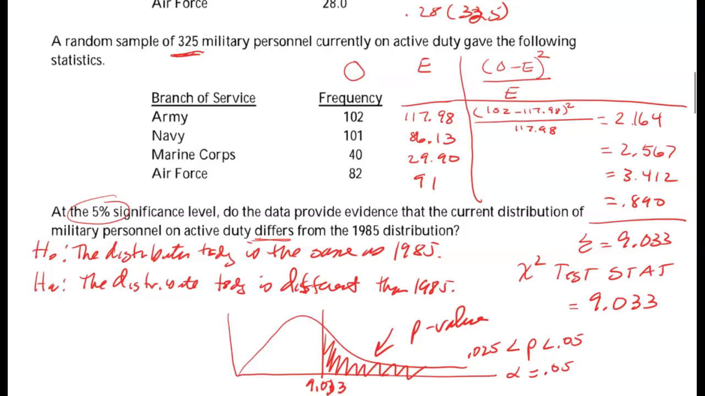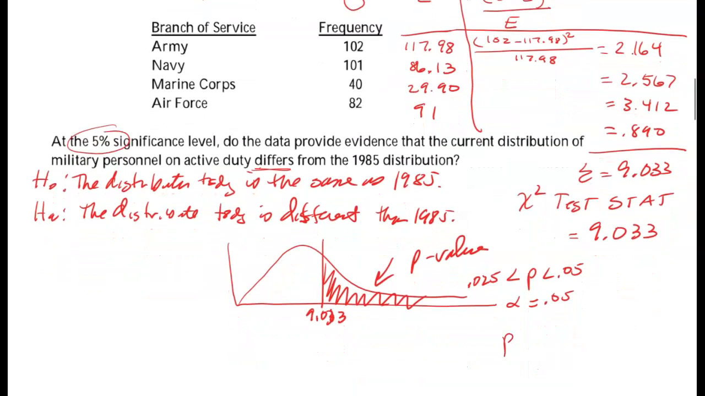Again, this is the thought process I expect to see on the test. So the question is, P is what compared to alpha? P is smaller than 0.05. Alpha is 0.05, so that means P is less than alpha. And if P is small enough, in other words, smaller than alpha, we can reject our null hypothesis. And we are going to reject. In this case, we would state at the 5% significance level, the data do provide evidence that the current distribution of military personnel does differ from the 1985 distribution.